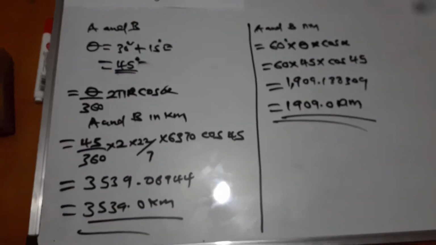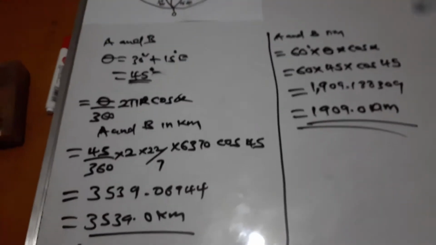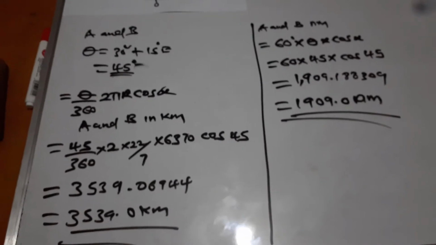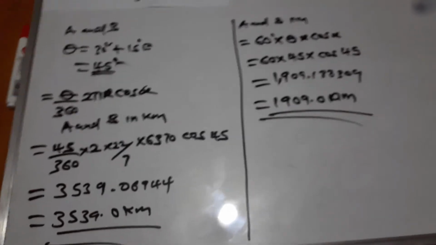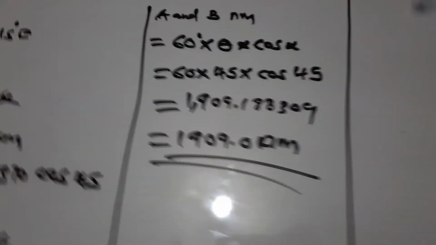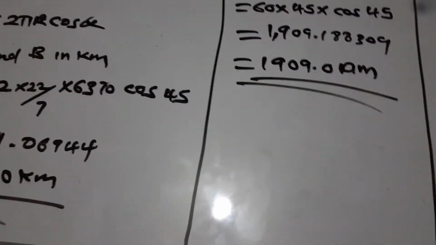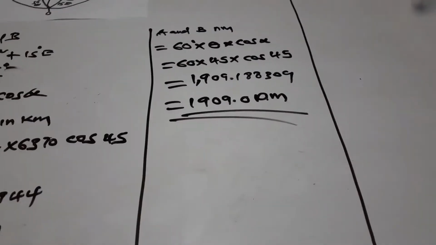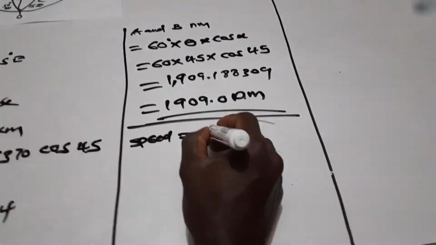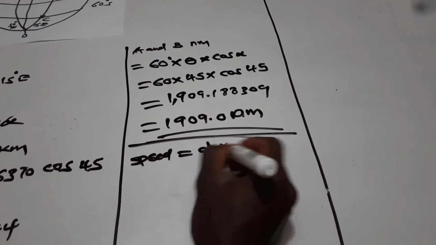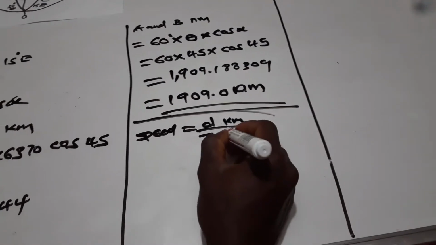So first we found the distance in nautical miles between these two points. So you're going to find the speeds in these towns. When I take you back to our question, they said it took 2 hours from A to B. We've said the speed is given by distance in kilometers over time in hours.